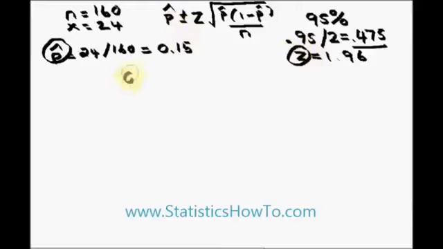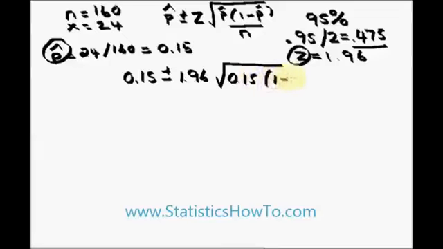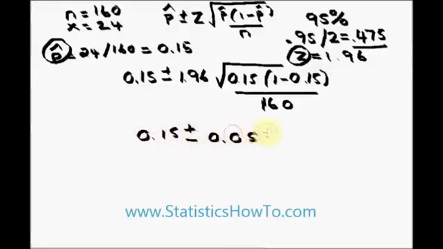So following the formula, we've got p hat 0.15 plus or minus z 1.96 times the square root of p hat 0.15 times 1 minus p hat 0.15, all over n. Our n, number of trials, was 160. Now if you work this formula through, you end up with 0.15 plus or minus 0.0553.